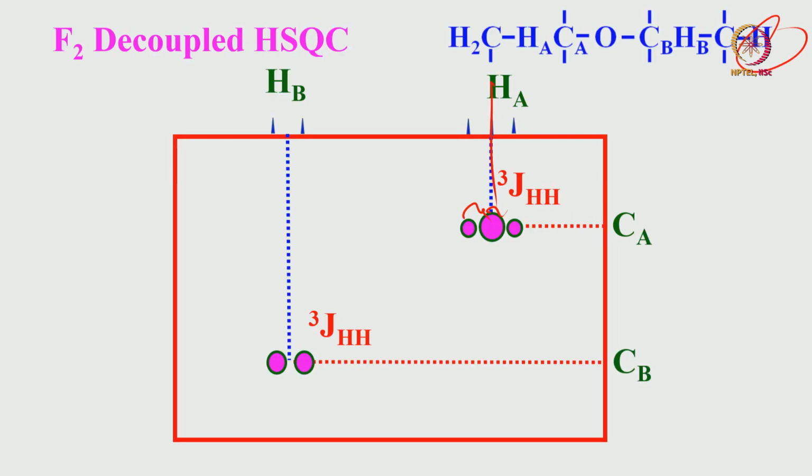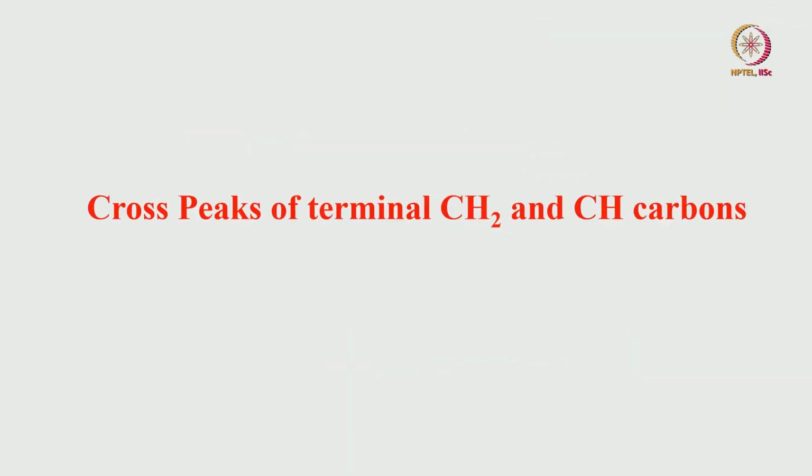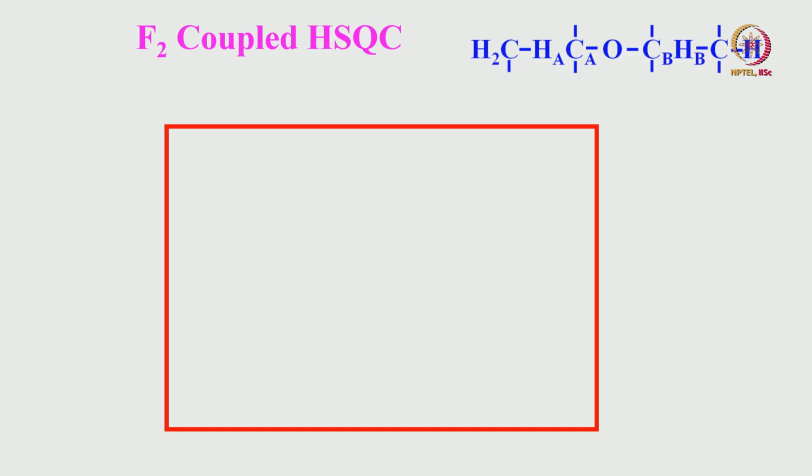And of course, you may ask me a question: what happened to these groups? I was only concentrating on these two groups. What happened to those groups? That also we can understand. If I look at the terminal groups, we have CH and CH2.